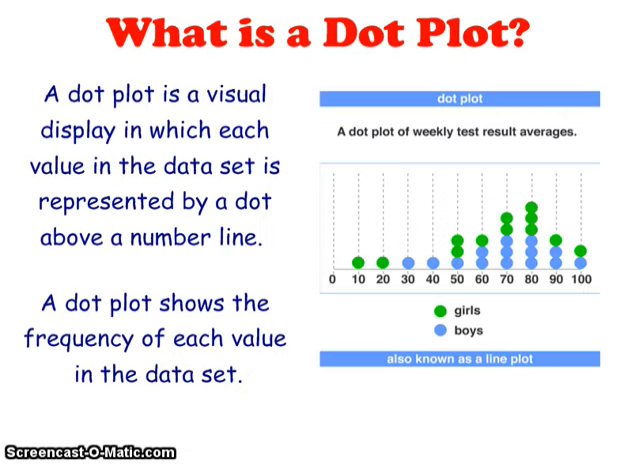Now we're going to move on to a dot plot. A dot plot is a visual display in which each value in the data set is represented by a dot above a number line. A dot plot shows the frequency of each value in the data set. So a green dot represents a girl, a blue dot represents a boy. So in this picture, we could actually count the number of dots to see how many students took the test. Sometimes a dot plot is also known as a line plot. Again, please pause the video at any time to take notes or work problems.